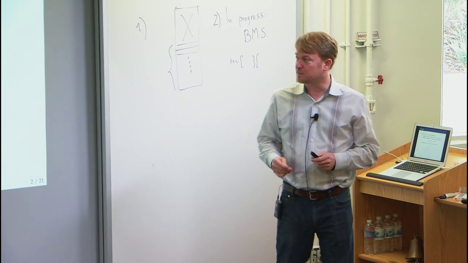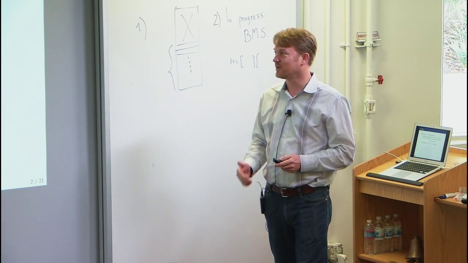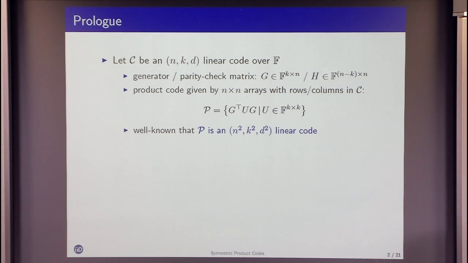So the beginning is going to be, I think, straightforward for many people, but at least we'll get our notation straight and talk about what we're doing. So we're going to assume that we have a linear [n, k, d] code. This, of course, means block length n, dimension k, minimum distance d, over some finite field F. We have a generator matrix and a parity check matrix of the correct dimensions.